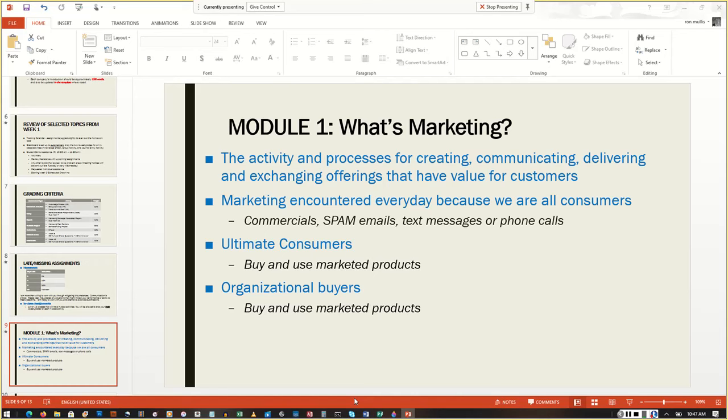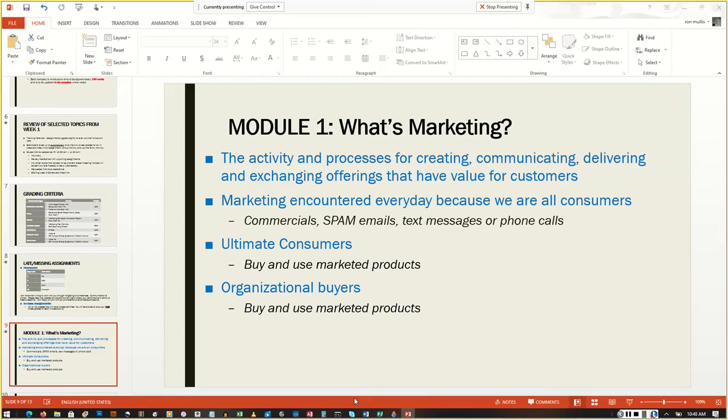And since we are all consumers, we are consistently involved in marketing. We're just on the buyer side instead of the seller side. All consumers and businesses engage in marketing on a daily basis. We just need to be able to recognize which side we're on. So we have an ultimate consumer and an organizational buyer. The ultimate consumer buys and uses the marketed products. They're regular everyday people who use the products and services that they purchase for their household and their everyday life.